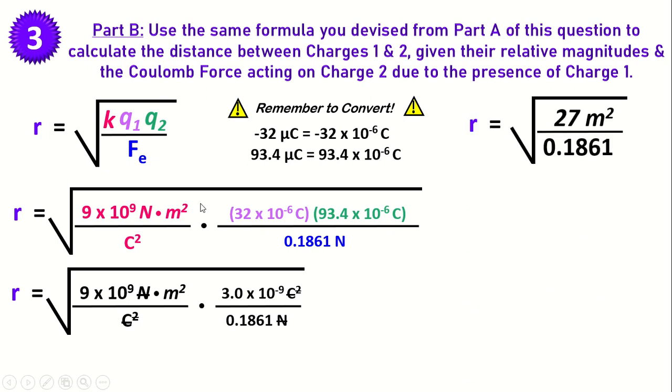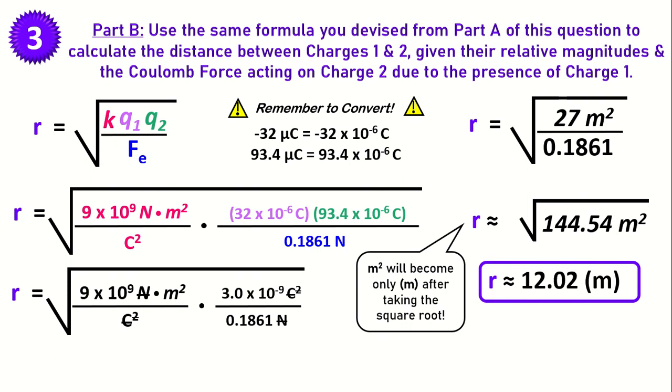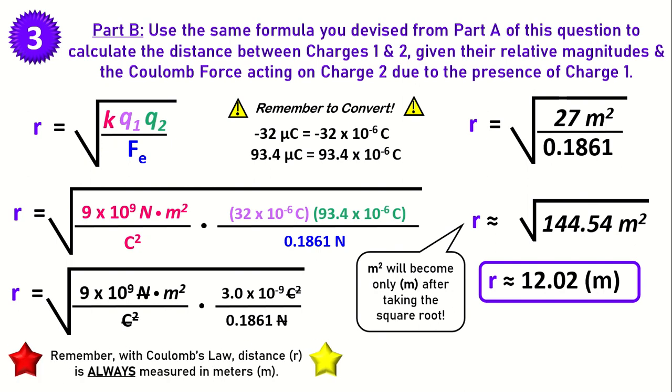So simplifying this a little bit more, multiplying 9 times 10 to the 9 meters squared by 3.0 times 10 to the minus 9 would yield 27 meters squared, all divided by 0.1861. And if we were to divide 27 meters squared by 0.1861, we would get 144.54 meters squared under the square root symbol. And now if we were to take the square root of this, we would get a value of r equals 12.02 meters approximately. And like I said, m squared will become only m after taking the square root. So remember, with Coulomb's law, distance r is always measured in meters, or m.